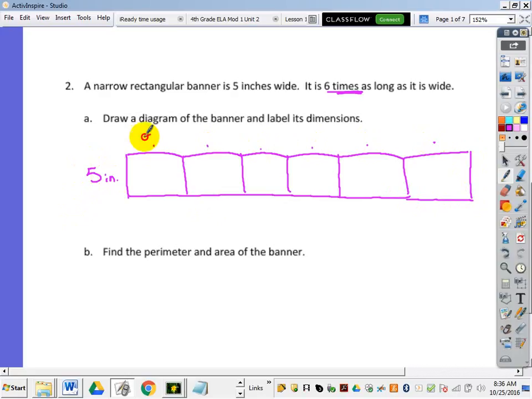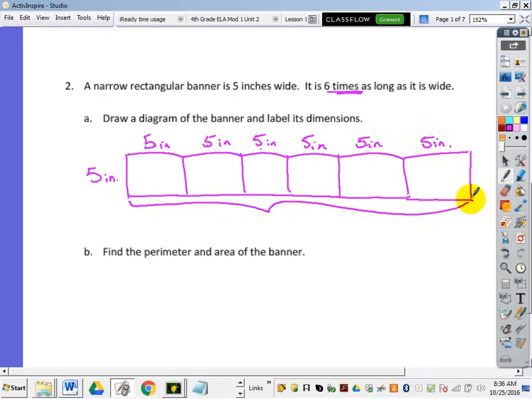So that's a 5-inch one. That's another 5 inches. Another 5 inches. And another 5 inches. I'll put that down. Now I can figure out what the total is down here.